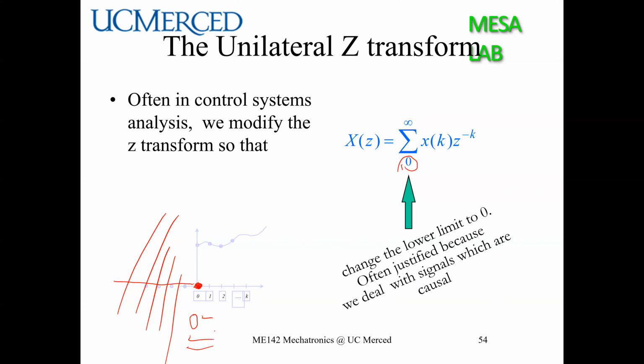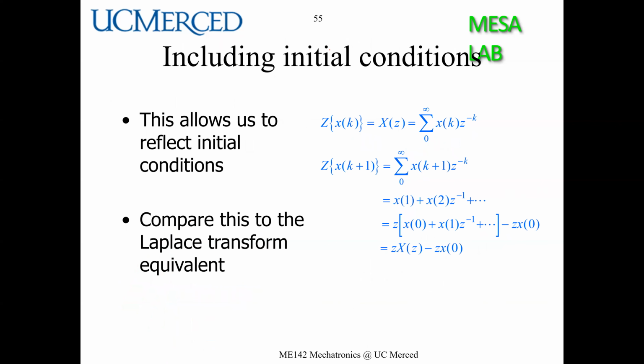This is also called the one-sided or unilateral Z transform. So the initial condition means this 0 here. Let's start: how to reflect the initial conditions? This is my x(k) by definition, and this is also the definition. The question is, what if I have a shifting here?